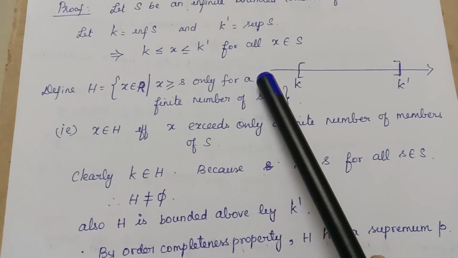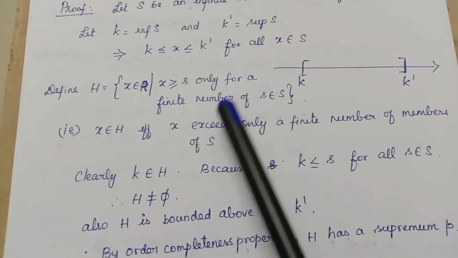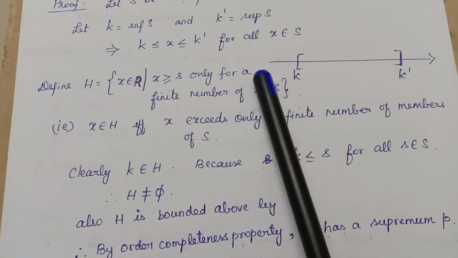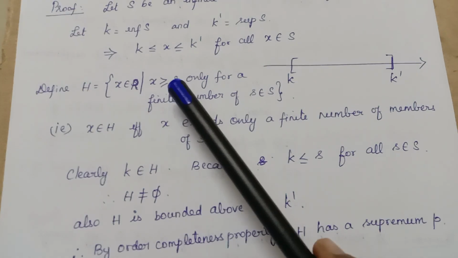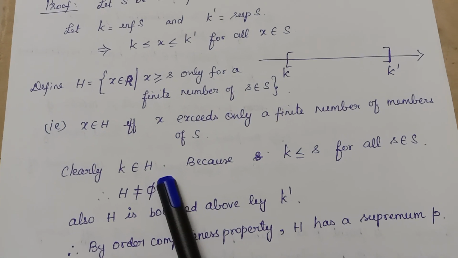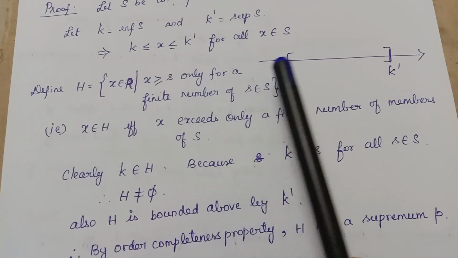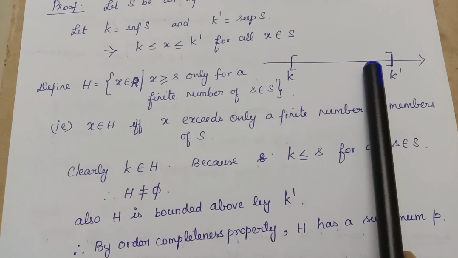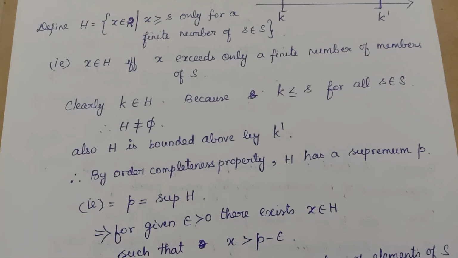That is, the elements of capital S are not exceeding them. So that means the points which are on the left hand side of k will be in H, and k will also be in H, because k is the greatest lower bound, no? It will belong to H. So it is a non-empty set, and all these elements on the left hand side will be there. Maybe some of the elements inside this interval may be in H or may not be in H, but as of now my H is non-empty.